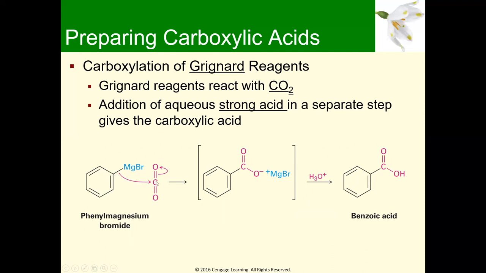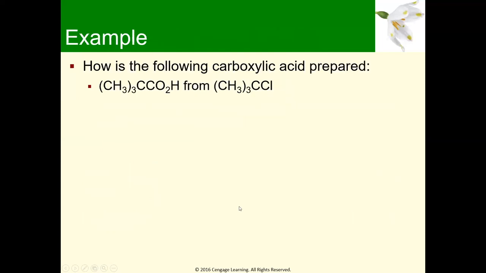That is then going to attack this carbon, which is behaving like an electrophile, and it adds to it. So you add that group to the carbon in the CO2. In this case, we've got an ionic compound, the anion and the cation. We can just treat that with an acid, and it puts a hydrogen on this oxygen, so you get your benzoic acid out of that. So, carboxylation of Grignard reagents: Grignard reagents react with CO2, and then the addition of a strong acid in a separate step gives the carboxylic acid. All right, let me do an example of this.